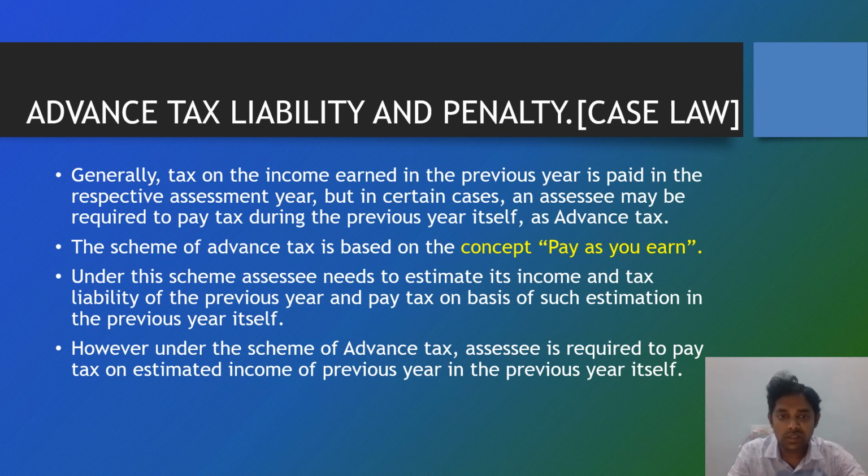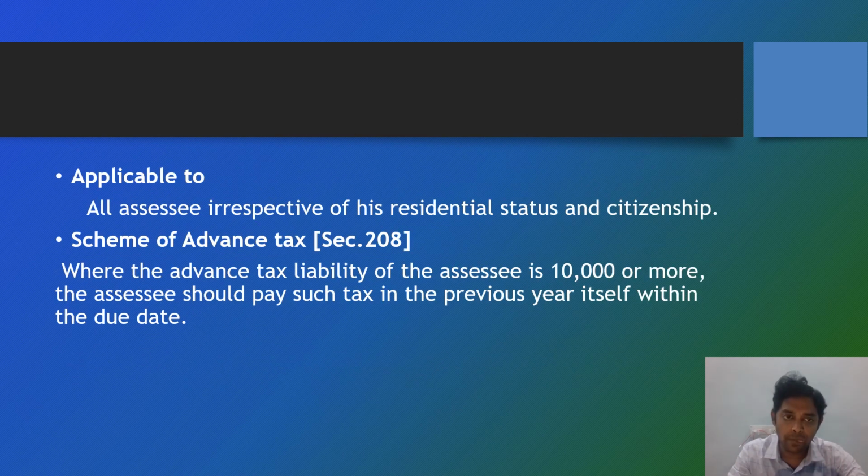Under this scheme, the assessee needs to estimate its income and tax liability of the previous year and pay tax on the basis of such estimation in the previous year itself. This is applicable to all assessees irrespective of their residential status and citizenship. Under the scheme of advance tax discussed in section 208, where the advance tax liability of the assessee is 10,000 or more, the assessee should pay such tax in the previous year itself within the due date.